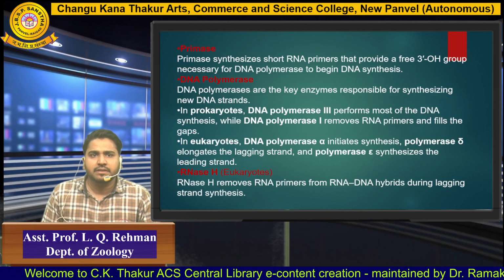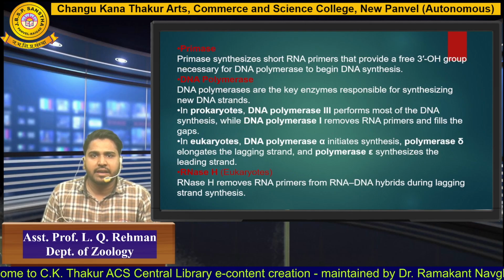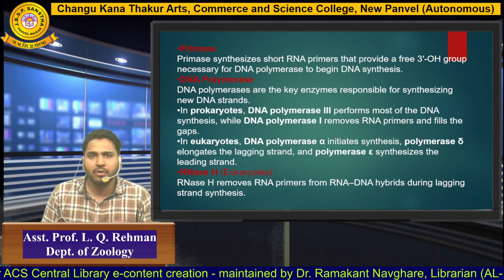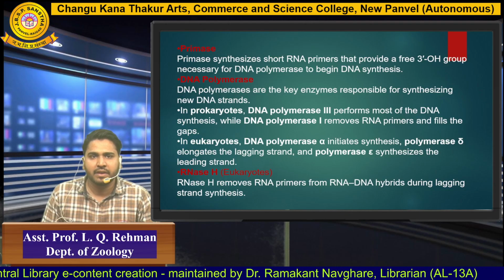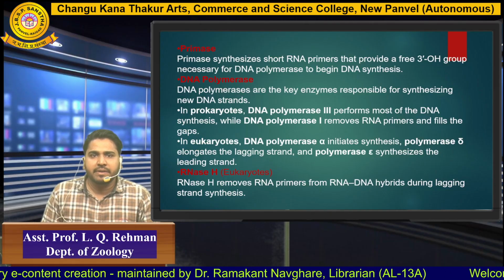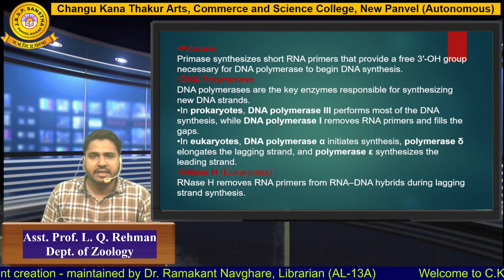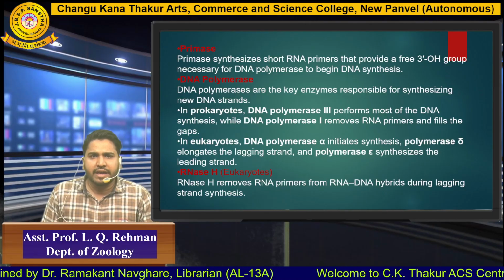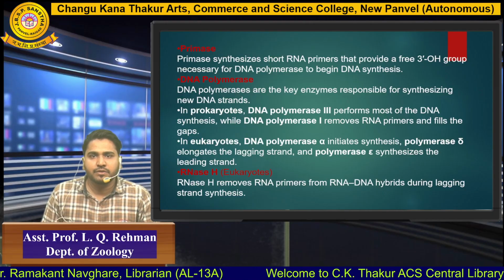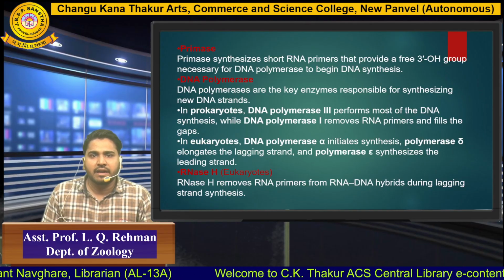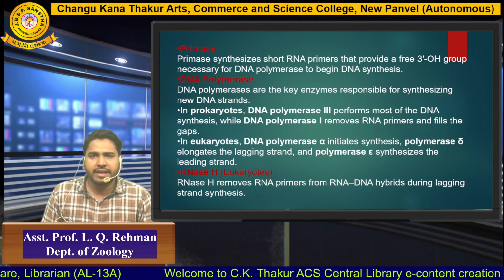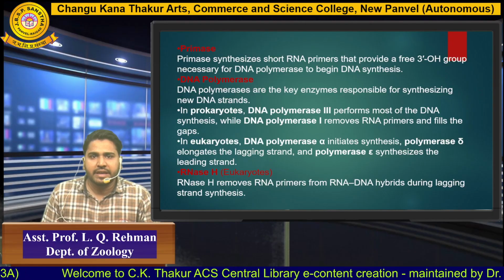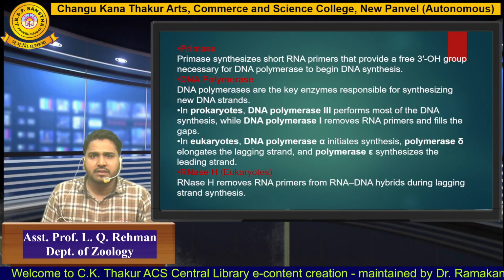Next one is primase. Primase synthesizes short RNA primers that provide a free 3'-OH group necessary for DNA polymerase to begin DNA synthesis. DNA polymerases are the key enzymes responsible for synthesizing new DNA strands. In prokaryotes, DNA polymerase III performs most of the DNA synthesis, while DNA polymerase I removes RNA primers and fills the gap. While in eukaryotes, DNA polymerase alpha initiates the synthesis.